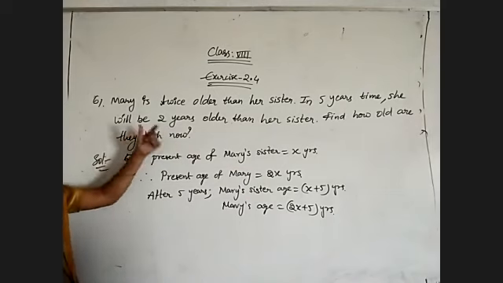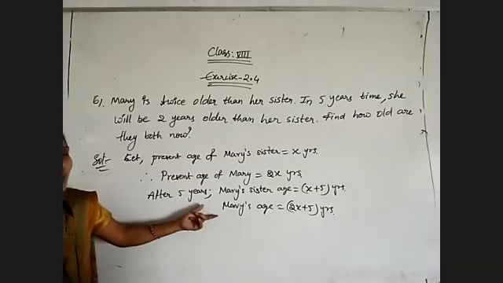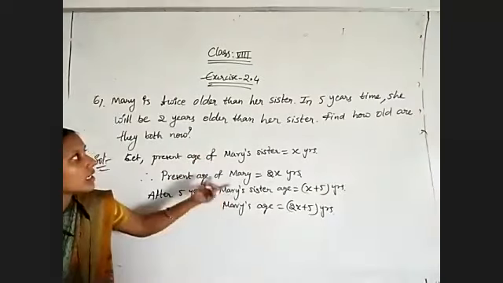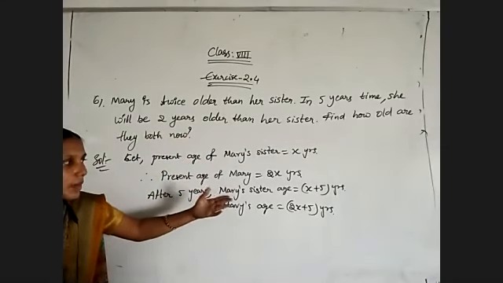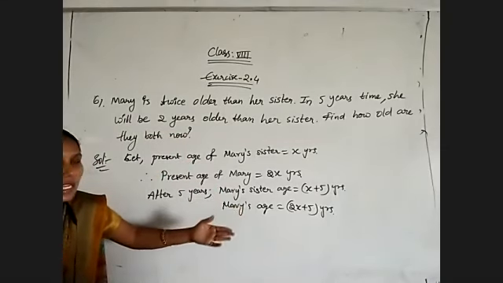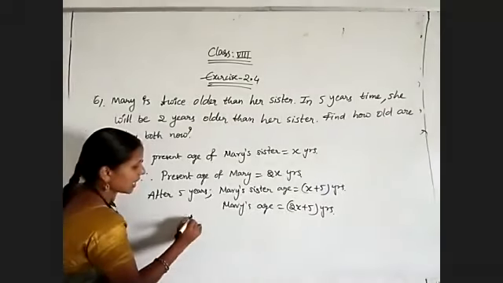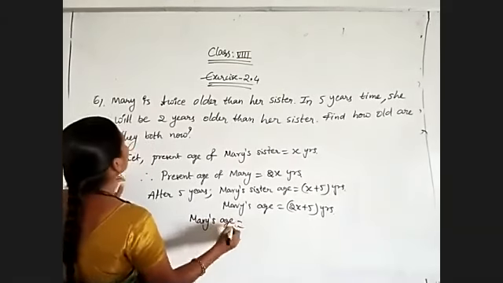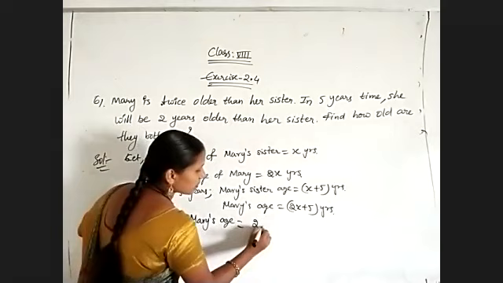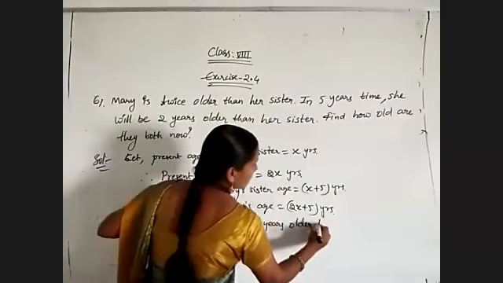After 5 years, she will be 2 years older than her sister. She means Mary. Mary's age will be 2 years older than her sister. 2 years more. That means 2x plus 5 is equal to x plus 5 plus 2. So, Mary's age will be given by, Mary's age is equal to 2 years older than her sister.